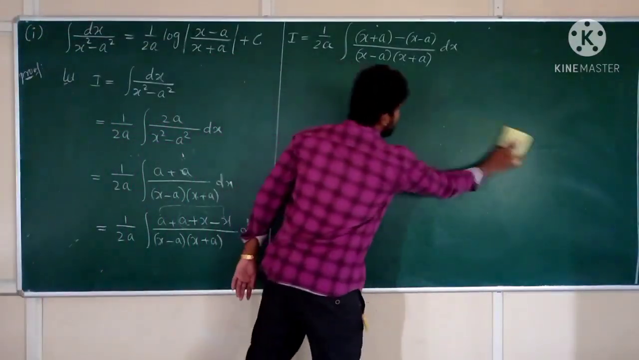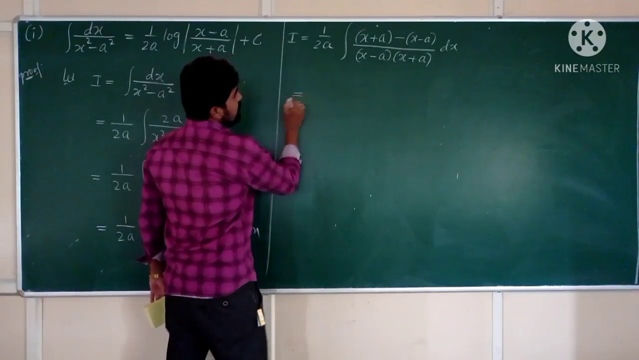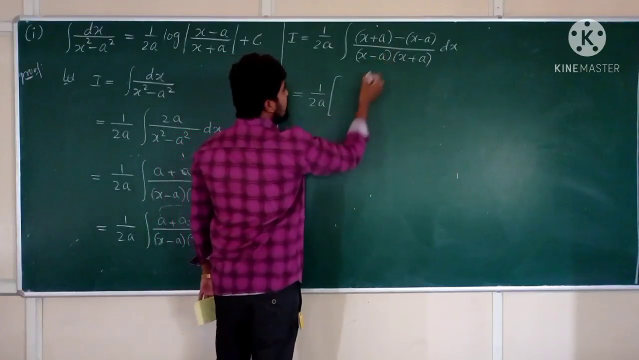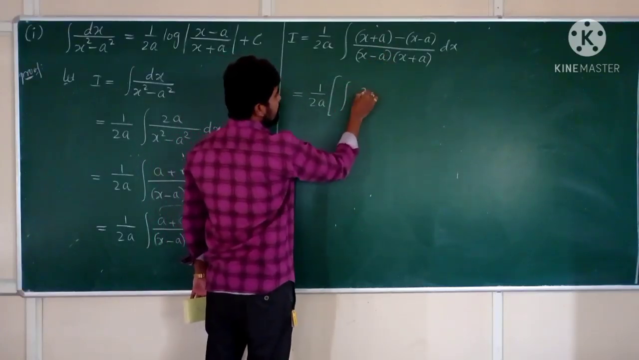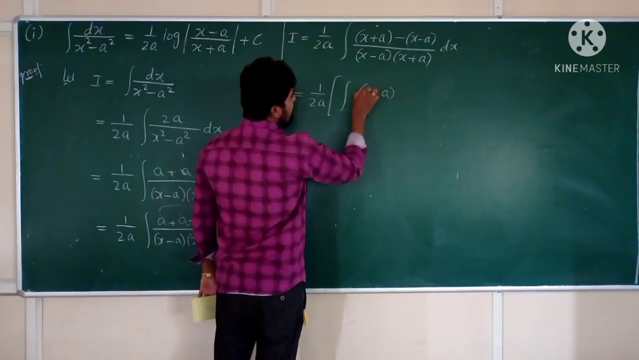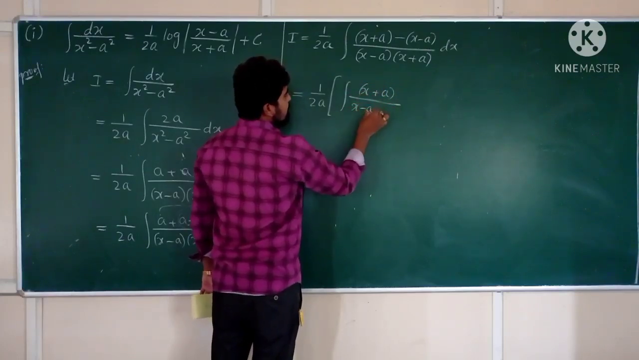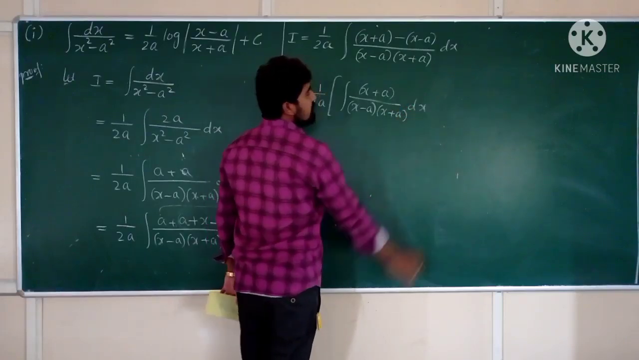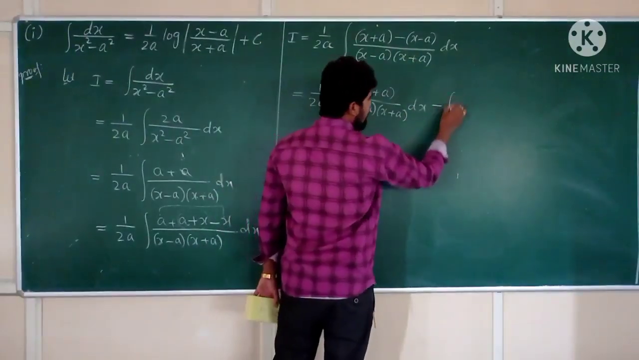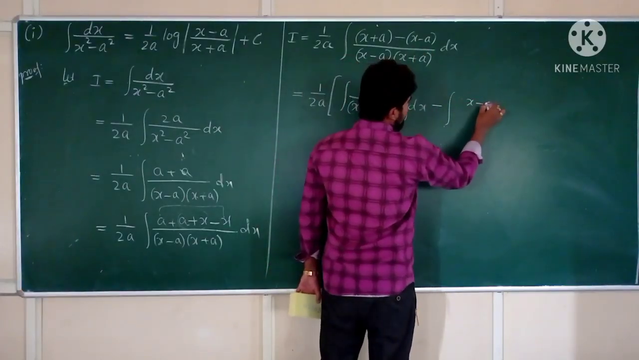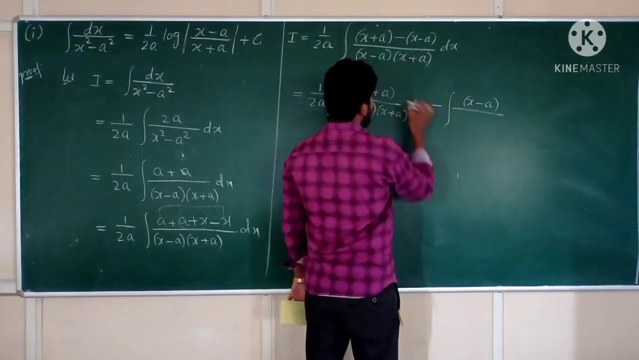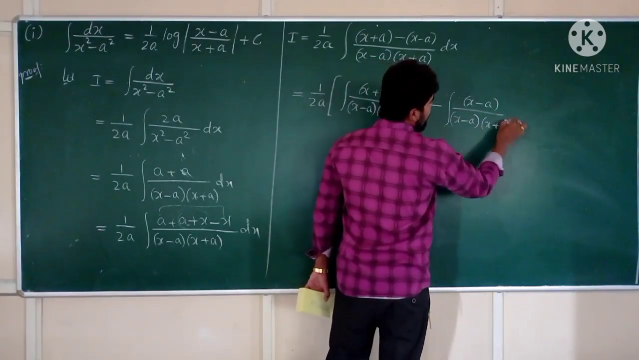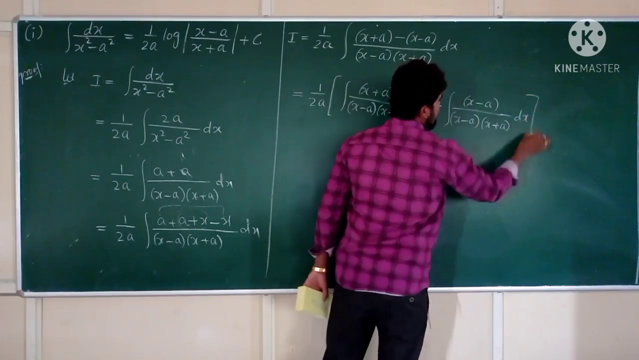I hope all of you understand it. Which is equals to 1 by 2a into... Now we may separate this. So first one is integration of (x plus a) divided by (x minus a) into (x plus a) with respect to x, dx, minus integration of (x minus a) divided by (x minus a) into (x plus a) with respect to x, dx.